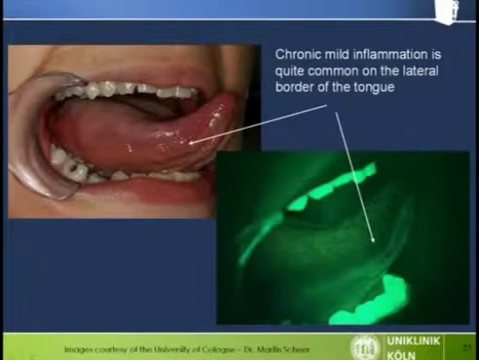It's quite common for the lateral border and tip of the tongue to be inflamed due to chronic irritation from teeth, and thus appear darker under VELscope. I like the white light picture here because the redness along the lateral border is well visualized and corresponds directly with the homogeneous dark band seen through the VELscope.